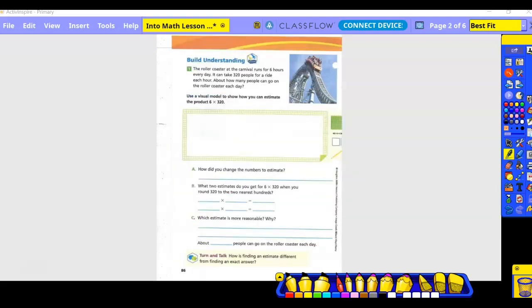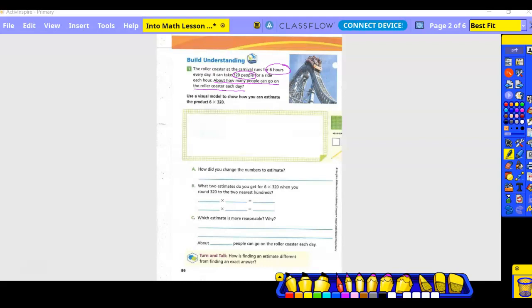Build understanding. Number 1, the roller coaster at the carnival runs for 6 hours every day. It can take 320 people for a ride each hour. About how many people can go on the roller coaster each day? So we need to pull out our information: 6 hours, 320 people each hour.